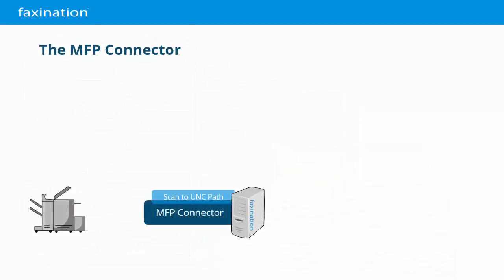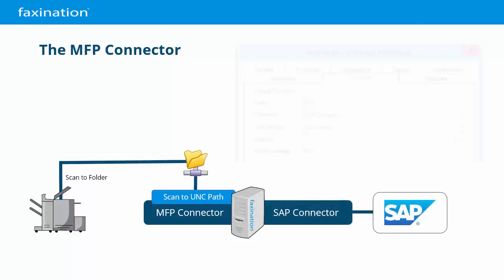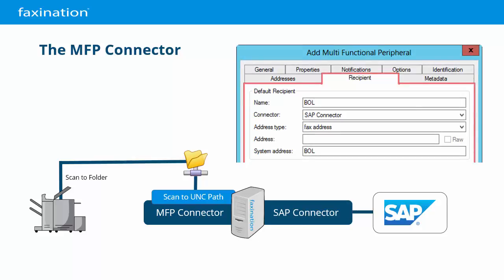The Faxination configuration is largely the same as in our previous example, with the SAP connector replacing the SharePoint connector. In Faxination, inbound routing to SAP is typically based on the fax number associated with an SAP user or process.